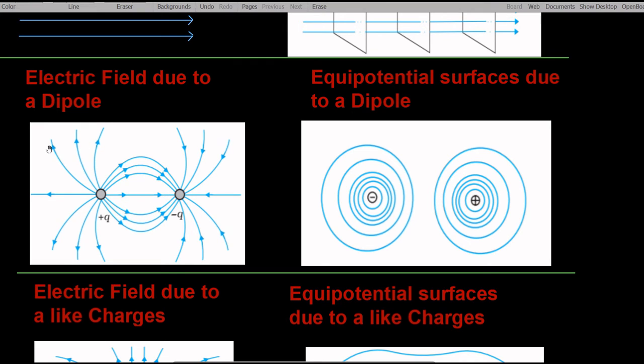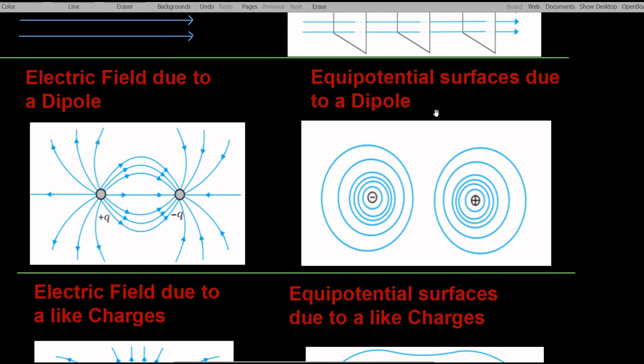Few field lines going in this direction are also showing an attraction. And this is the single line. Here field is emerging out. In this case, field is ending.